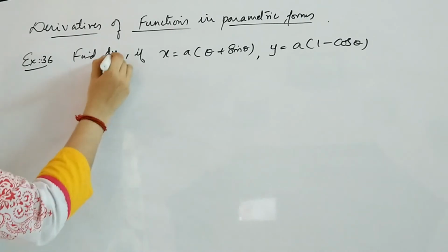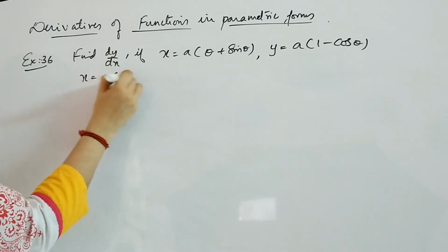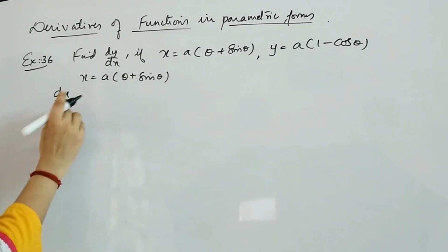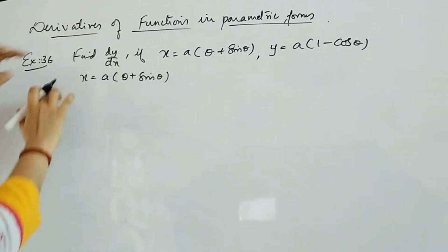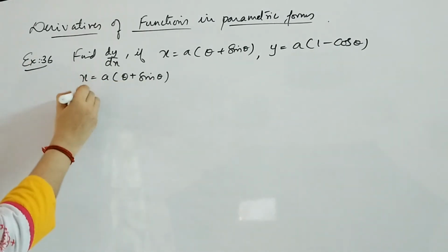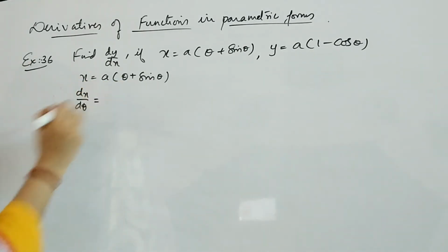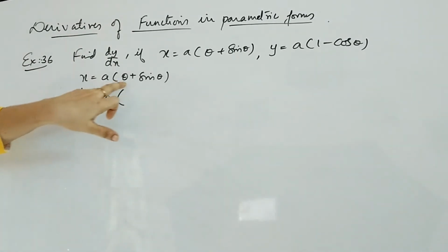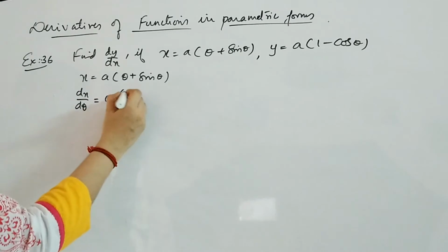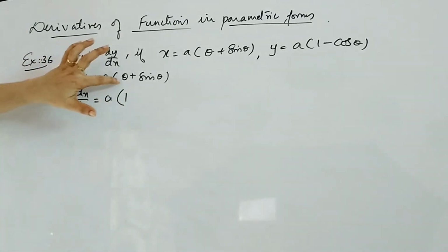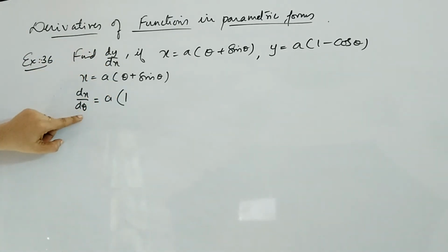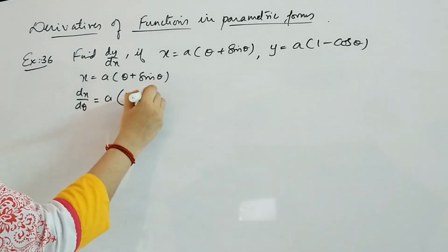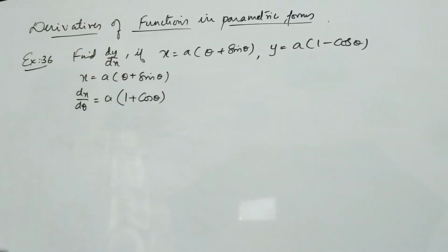Again, for finding dy by dx, you will start with x equal to a into theta plus sin theta, differentiating with respect to, what is the parameter here? Theta. So you will get dx by d theta is equal to, a is constant, with respect to theta you are differentiating, that means theta's derivative will be 1, plus the derivative of sin theta, which is cos theta.